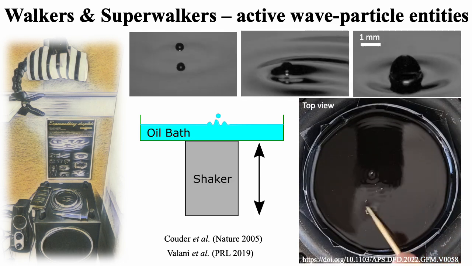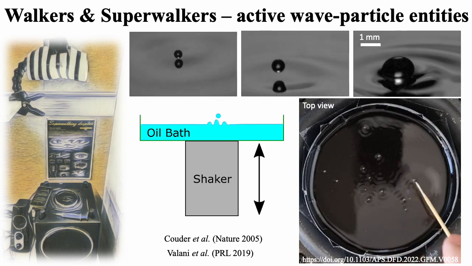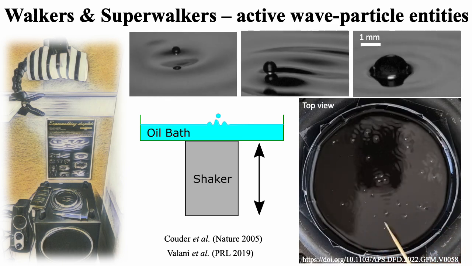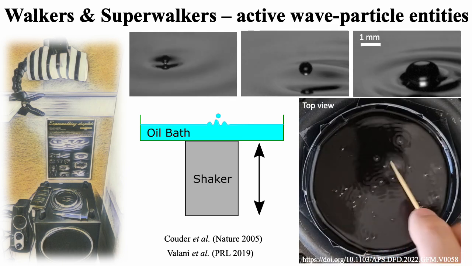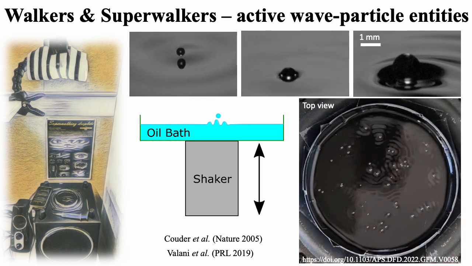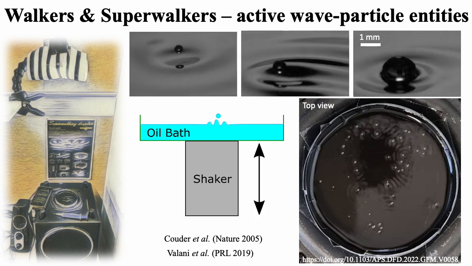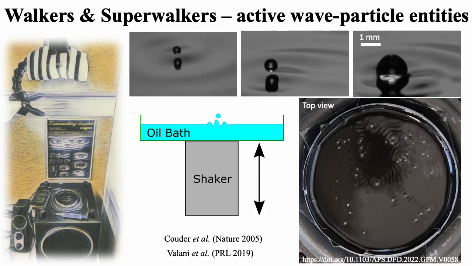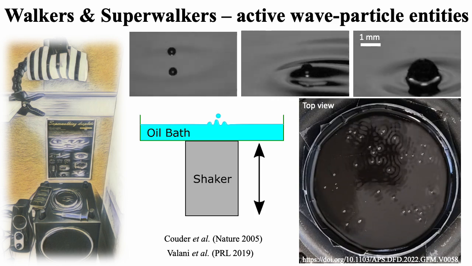The second is that there is memory in the system. The waves that are generated by the droplet decay very slowly in time. So the droplet is not only influenced by its most recent wave, but also by the waves it generated many bounces before, right? So there is memory in the system.